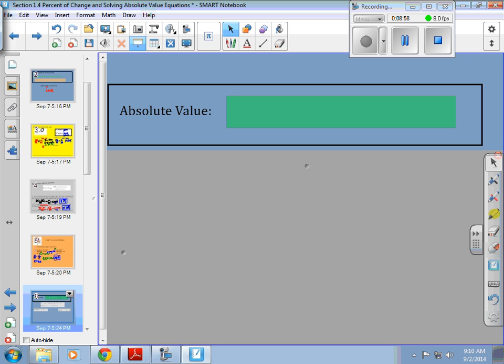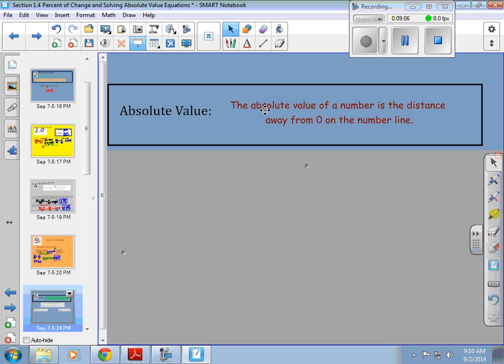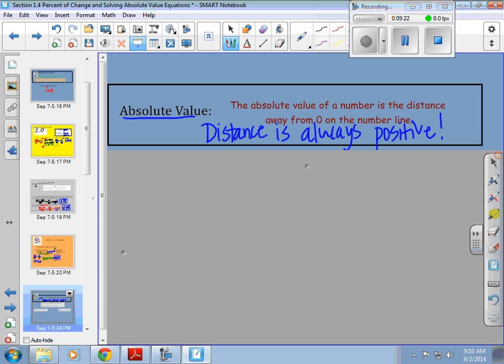Now that we got done looking at percents, we're going to go ahead and look at absolute values. So, the absolute value of a number is the distance from 0 on the number line. One thing you need to think about is distance is always positive. So once you calculate an absolute value, it will always be positive. You can't go a negative distance.